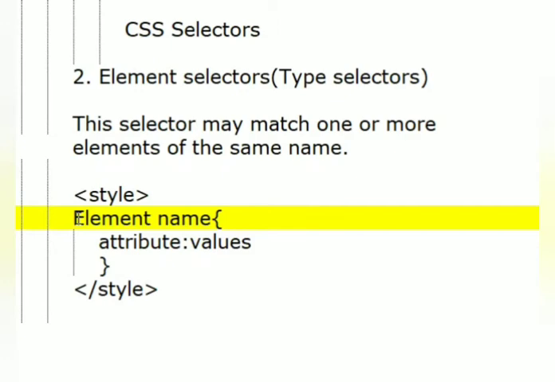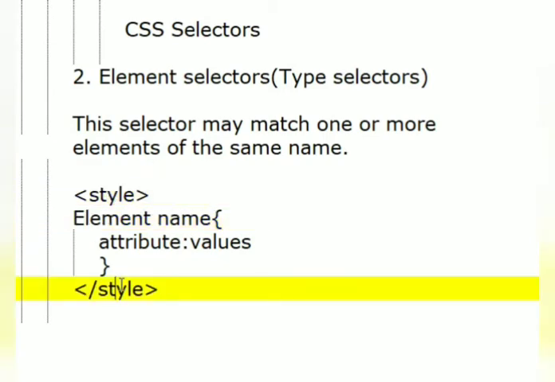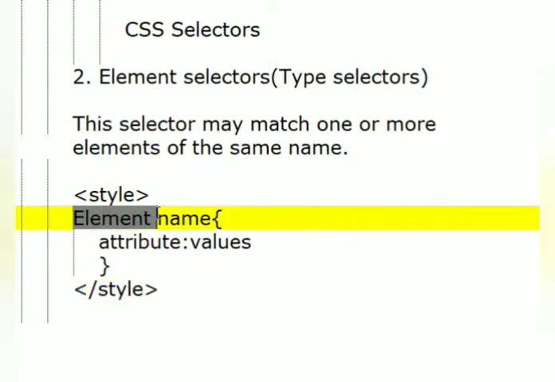We have already learned about internal CSS style. To declare this element selector, we use internal CSS style. This is the style element we are going to use inside the head tag. Here you can see the element name is coming. For which elements you are going to apply this CSS style, that element name you can take here.